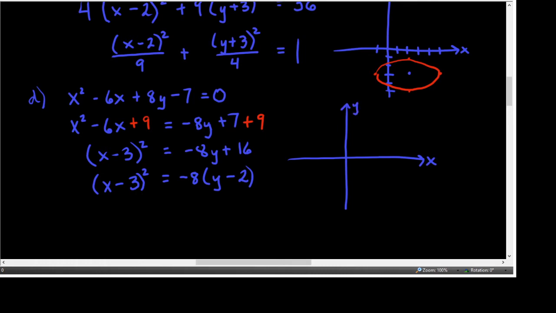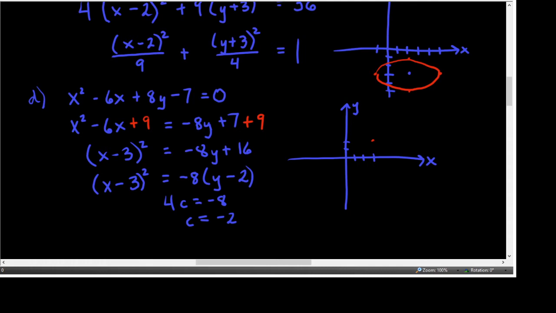The vertex, not the center, is at 3, 2. Since this is an x squared parabola, it either opens up or down. I am going to go ahead and write this step down just so that it's very clear where I got the value of c. So I set the coefficient of the non-squared variable, negative 8 in this case, equal to 4c, and solve for c.